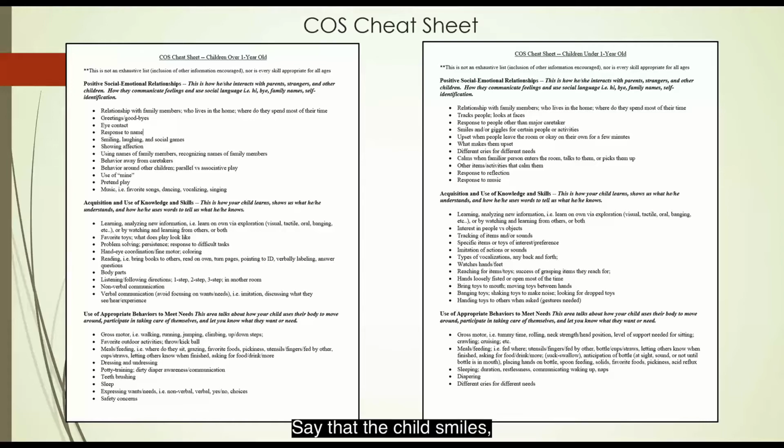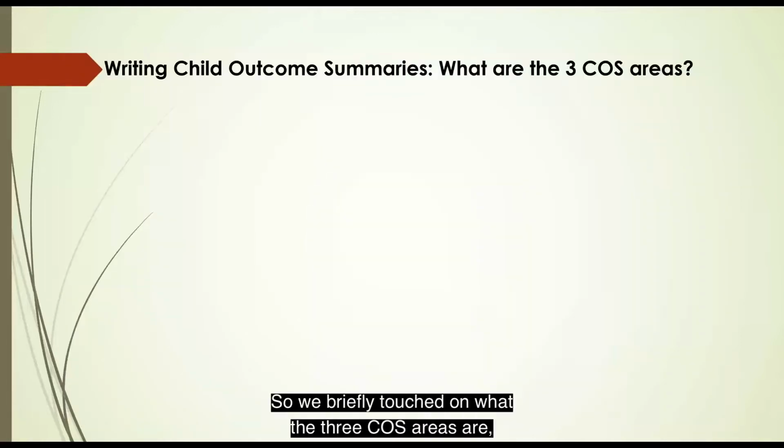You say that the child smiles, sometimes giggles when mom plays peekaboo with him by covering and uncovering her face with a blanket, or he laughs whenever mom blows on his stomach, or when brother's being silly. You want to collect that information during your assessment and then be able to include it in that way within your summaries. So we briefly touched on what the 3 COS areas are, but we're going to go into it a little more in depth here.